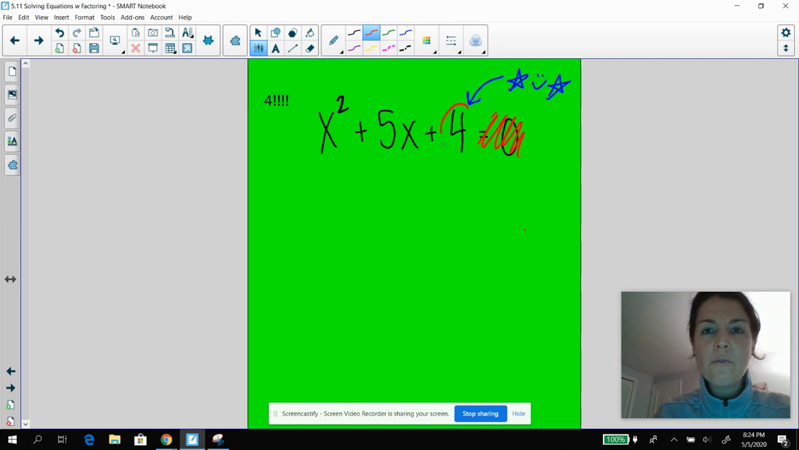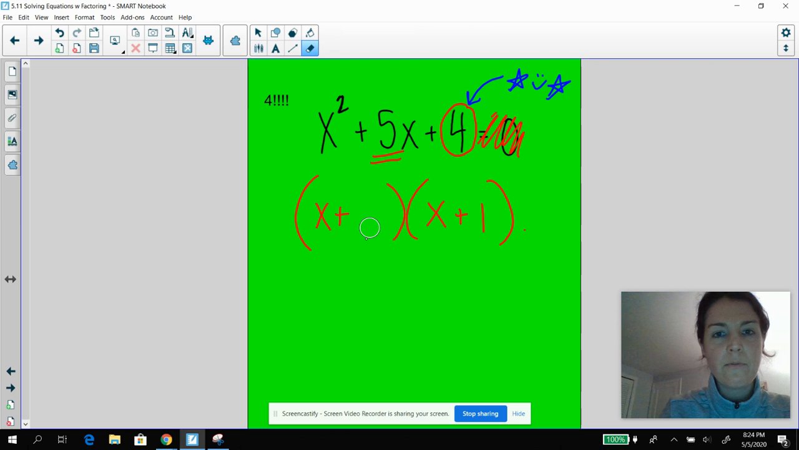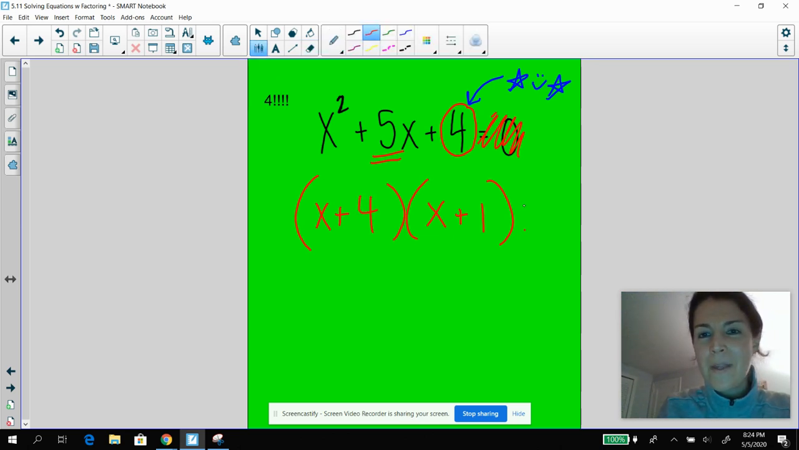What are factors of 4 that combine in some way to get us a 5? Well, 4 and 1. So I can write my little binomials here. So I get x plus 4, and x plus 1. Let me change that to a 4. Again, the pen delay is crushing me. All right, there we go.